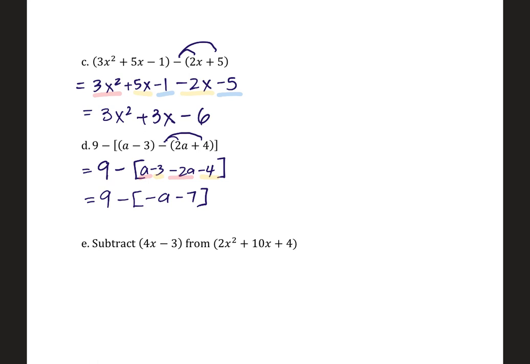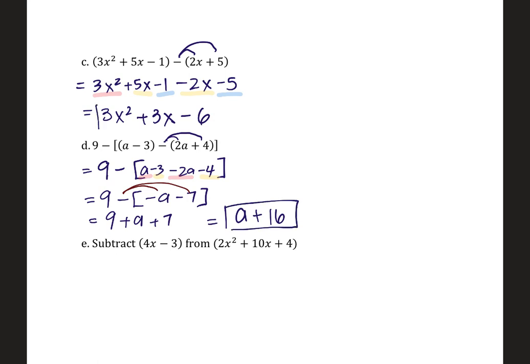Okay, and again, brackets and parentheses work exactly the same way, so we're actually going to have to distribute one more time. So we're distributing this negative sign again to whatever's inside that. So we have 9. Negative 1 times negative a is going to be positive a. Negative 7 is positive 7. Combining like terms, the 7 and 9 are like terms. So this is going to be equal to a plus 16.